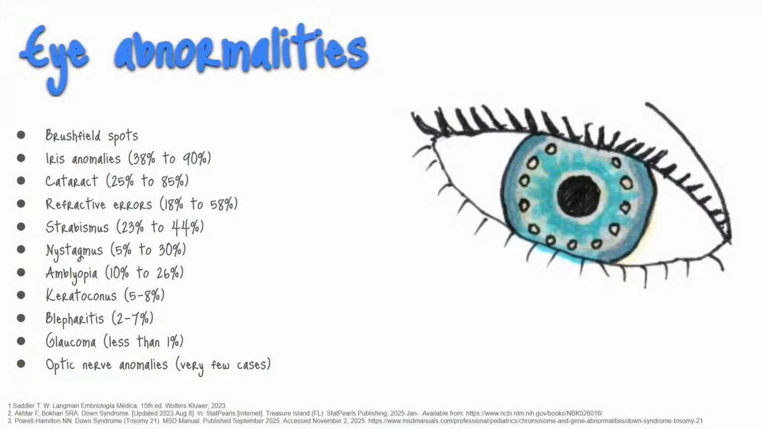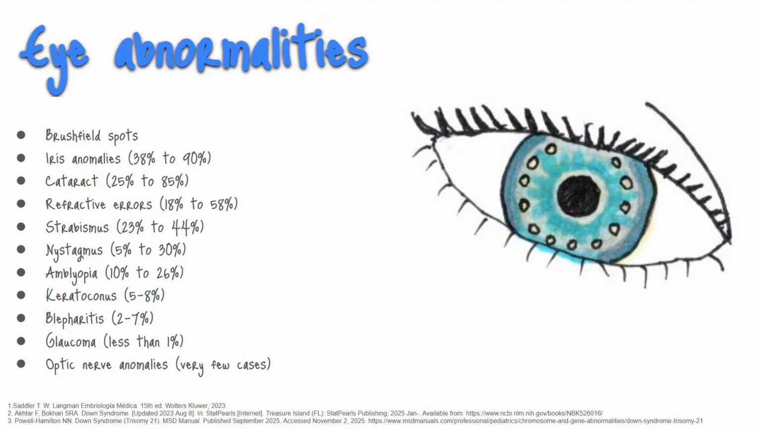Eye abnormalities. Brushfield spots, which are small, white or grayish-brown spots on the iris of the eye, often arranged in a circular pattern. They are caused by accumulation of connective tissue and are more easily seen in people with light-colored eyes. In about 38 to 90% of cases, we can have iris abnormalities. That's the color part of the eye.